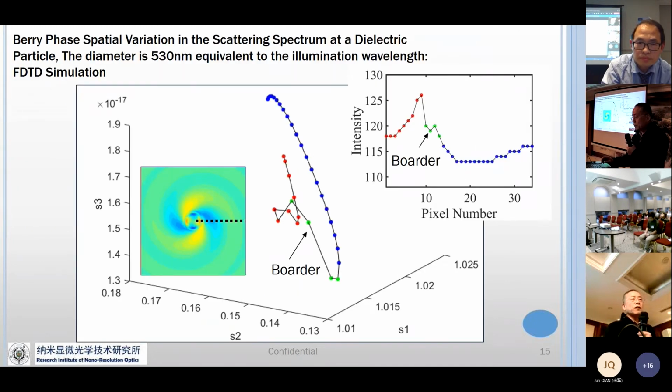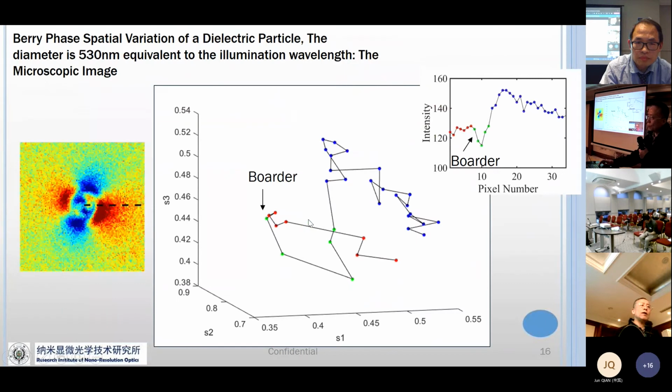And this is the simulation we got for a 530 nanometer, one wavelength size nanoparticle. We projected the measurement along the center to the edge, and then across the edge to the outer scattering, and then we project into the Poincaré sphere. We got this line for the outer scattering, and this is for the inner scattering, and this is for the border. The center of the border is at this pixel point. So this is how we do it.